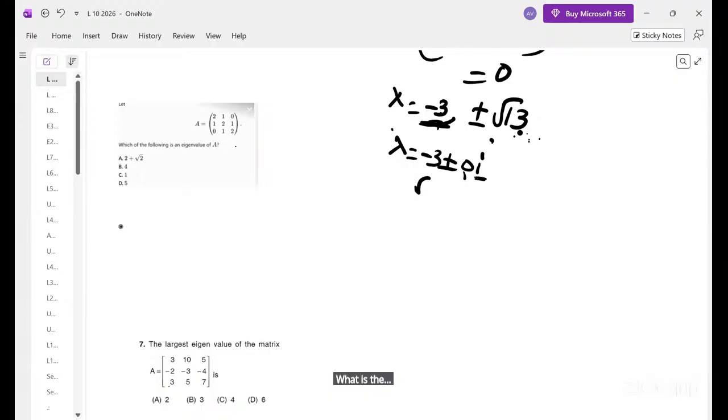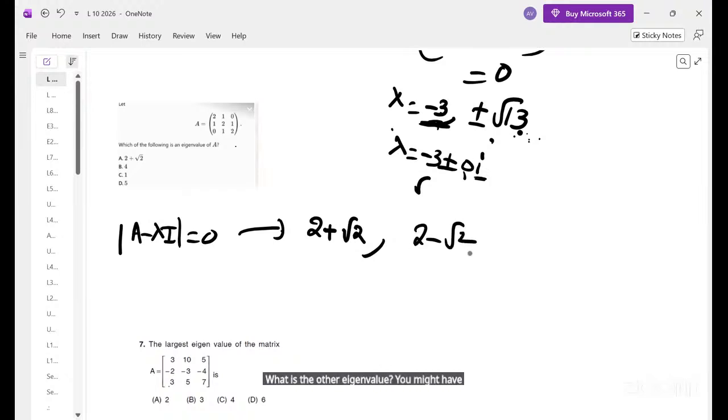What is the characteristic equation for this? Determinant of A minus lambda I is 0. This was given as homework previously. Which of the following is an eigenvalue? The first option, A, is correct. How did you get that directly? Already we calculated. Okay, good, so you have done the homework. So 2 plus root 2 is an eigenvalue. What is the other eigenvalue? You might have got 2 minus root 2 also.